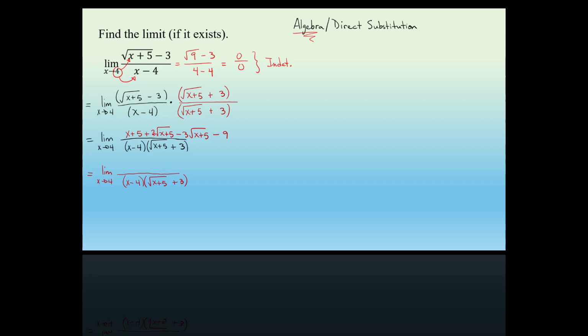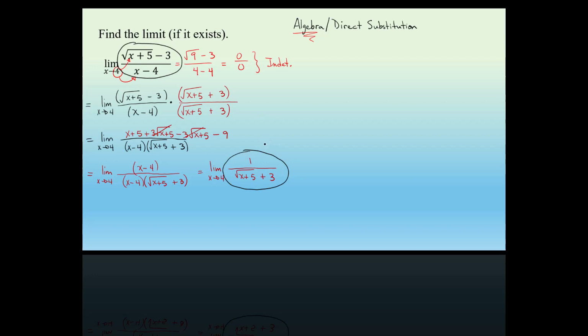Go ahead and cancel and combine your like terms in your numerator. And what do you notice? We have similar factors. So in the numerator we got x minus 4, in the denominator we got x minus 4. So I can rewrite this again as the limit as x approaches 4, 1 all over square root of x plus 5 plus 3. So understand that this expression is the exact same as this expression.